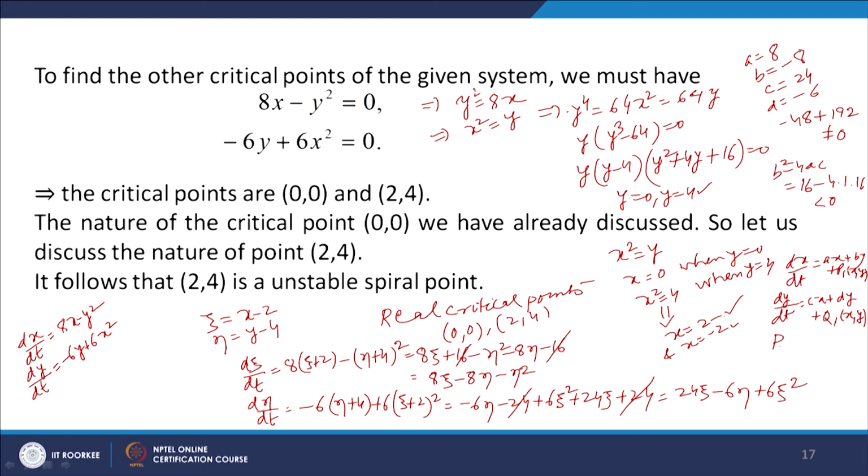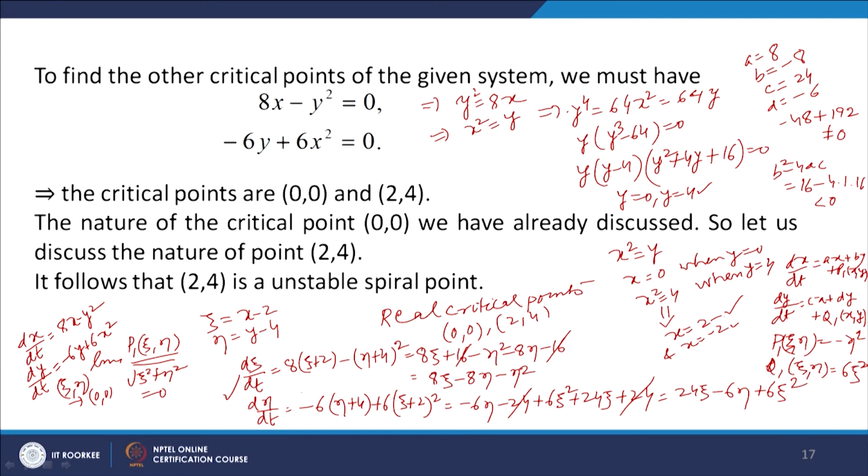And you can see P1 actually is P1 of xi, eta here. P1 of xi, eta is equal to minus eta square and Q1 of xi, eta is equal to 6 xi square. So, P1 of xi, eta over under root xi square plus eta square goes to 0 as xi, eta goes to 0, 0. Similarly, Q1 of xi, eta over under root xi square plus eta square goes to 0 as xi, eta goes to 0, 0. So, both conditions 1 and 2 are met.